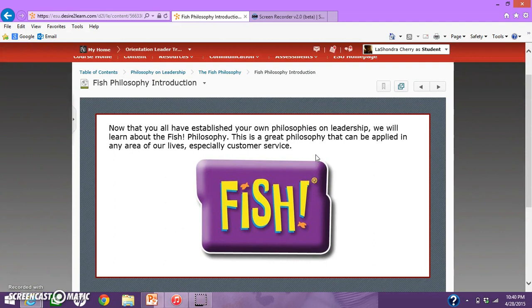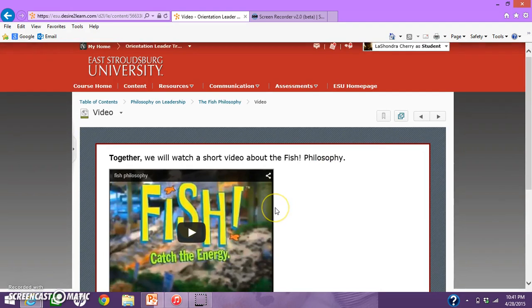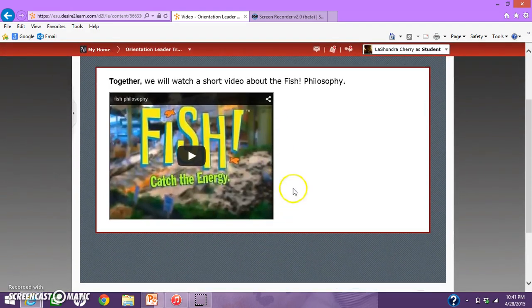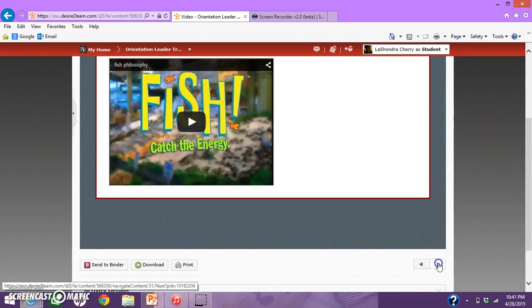So now that they have established their philosophies on leadership, they will learn about the fish philosophy. This is a great philosophy that can be used in any area of our lives, especially customer service. Customer service is a big thing with orientation leaders, and that is why I thought that this philosophy would be awesome to teach them. So they will click Next after that, and we will go to a video on the fish philosophy. We will watch this video together. And then if the orientation leaders have questions or comments afterwards, we will have a small discussion. Then they will click Next.